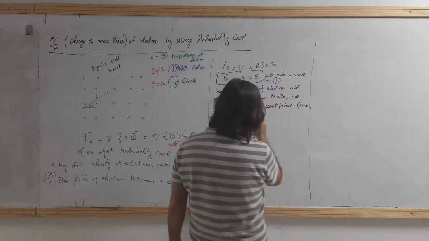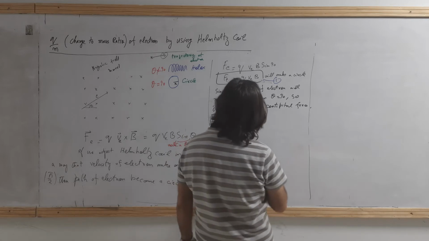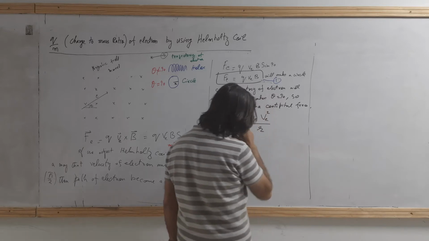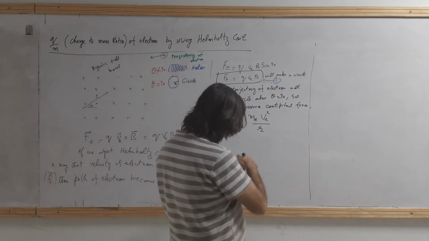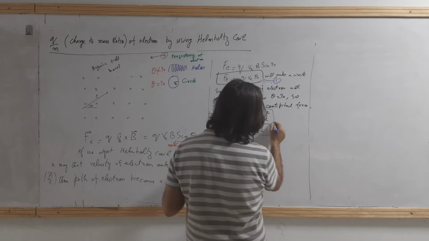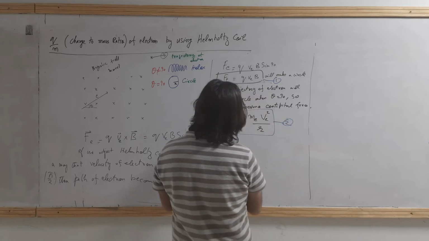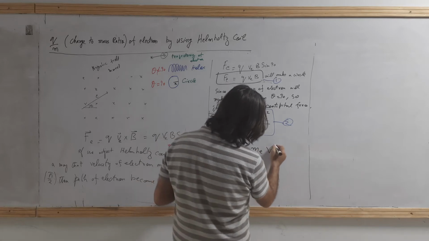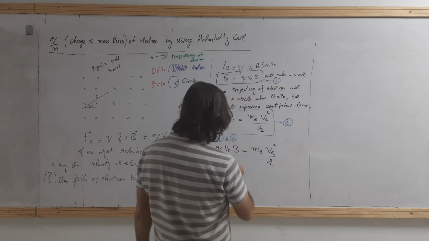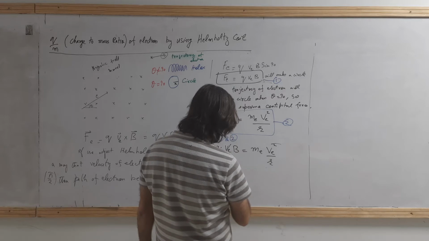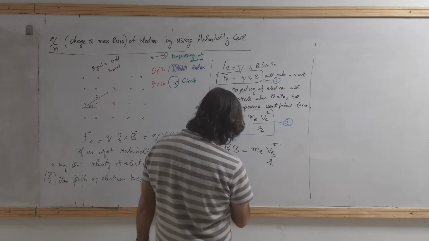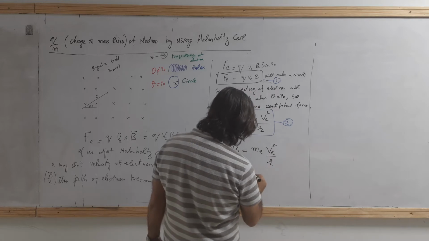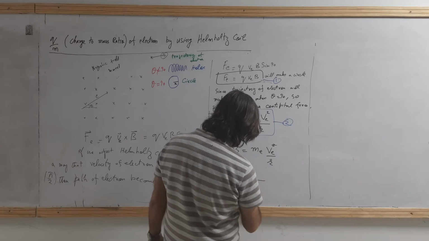We know that the centripetal force Fc is equal to M E V E square over R, and this will also be equal to the force on the electron. Calling these 1 and 2, from 1 and 2 we will have Q V E B equal to M E V E square over R. From this, cancelling V E, you will have Q over M E equal to V E over R B.